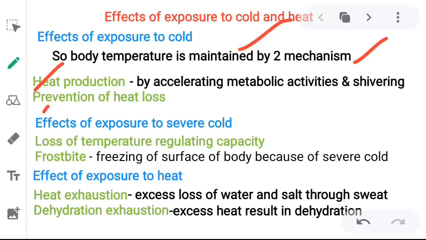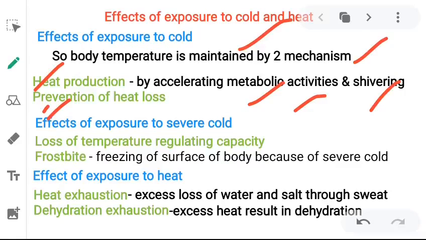So heat production is by accelerating metabolic activity. Because of the metabolic activity, heat is produced in your body. So the heating center in the hypothalamus will control and accelerate the metabolic activity. Then shivering: because of the movement, heat is produced in your body. Then the body prevents heat loss. So these three are the mechanisms that will happen when you are exposed to cold.